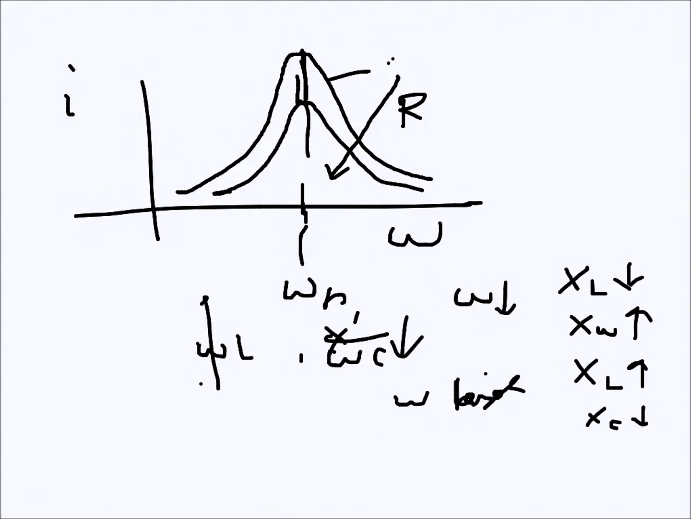So yeah, and of course at resonance frequency current is given by V over R, because Z is becoming R, since XL is equal to XC and they are getting cancelled.